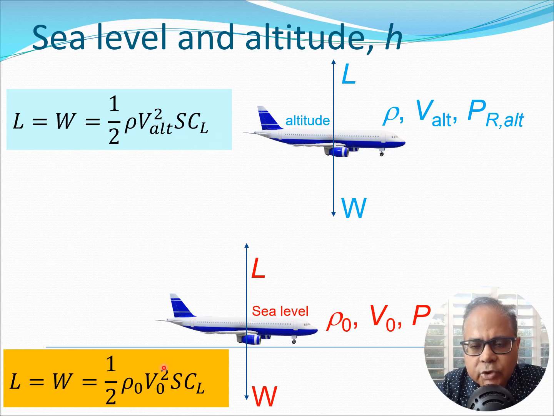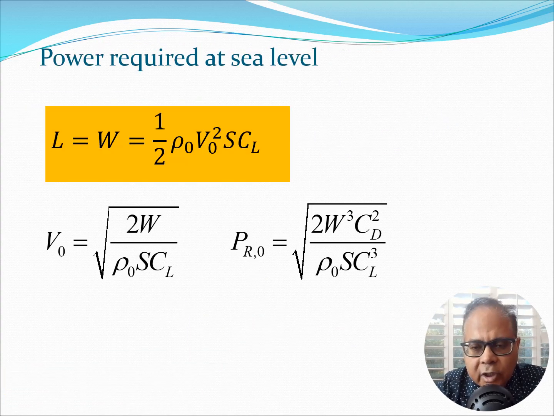Now if you look at these two equations, you will realize that since rho 0 is different from rho, the velocities here are going to be different if you have to generate the same amount of lift in these two cases, because W is the same in these two cases, and we are also assuming that C_L remains the same. So now let us look at each of these situations individually and try to derive some equations that relate power required at different altitudes.